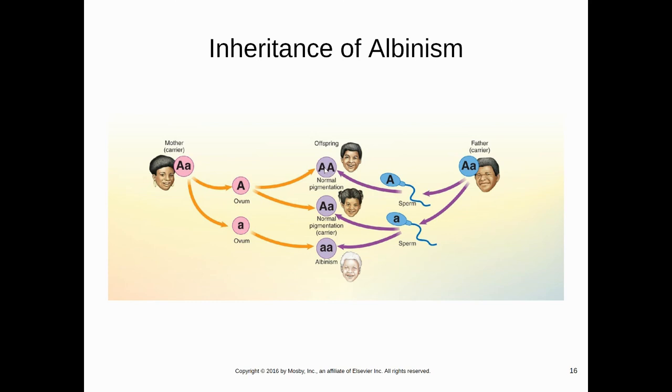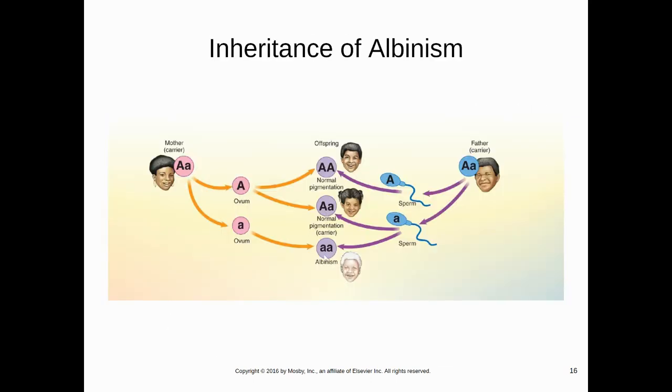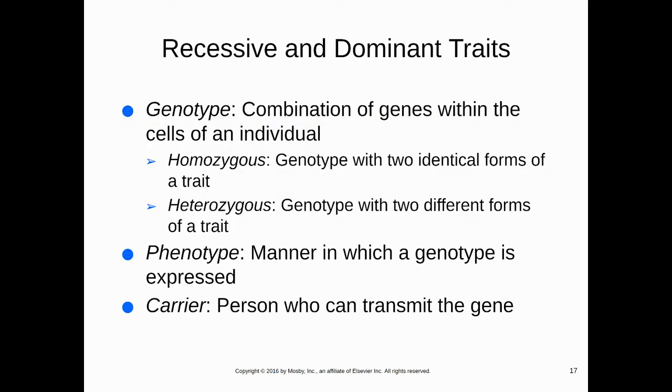And for one offspring, you could have normal pigmentation because they're both dominant genes, so the dominant gene will work. You can have another carrier who will have normal pigmentation because, again, the recessive gene is being masked by the dominant gene. And then albinism is when the two recessive genes come together. Okay, so this is determined by your genotype.